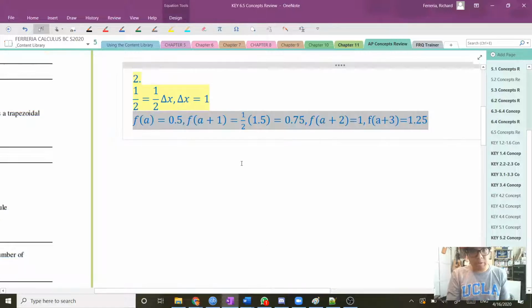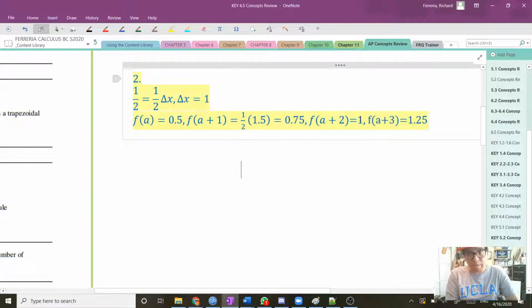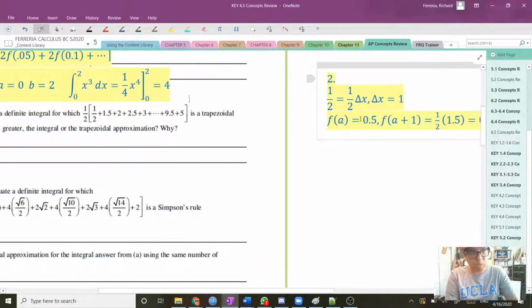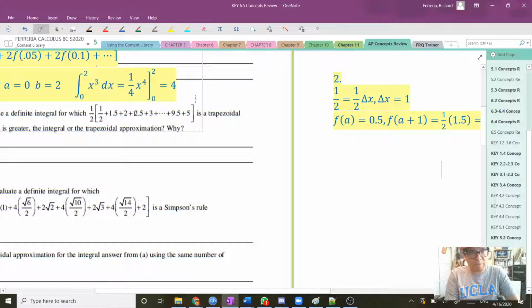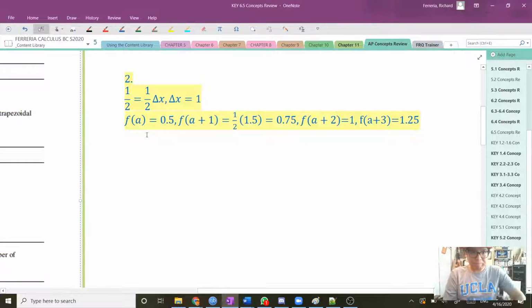What else can we figure out? Well, from the sum, the first term is 0.5. The second term, or the second y coordinate, would be half of that 1.5. Remember that 1.5 is 2 times the second y coordinate, which tells me that the next one is going to be 0.75. Similarly, the one after that's going to be half of 2, which is 1, and then half of 2.5. Half of 2.5 is, of course, 1.25, etc., etc.